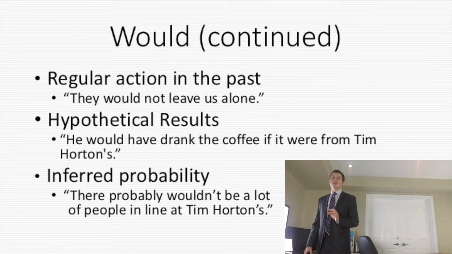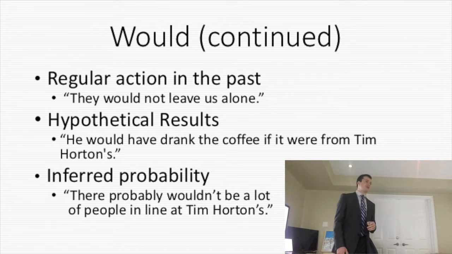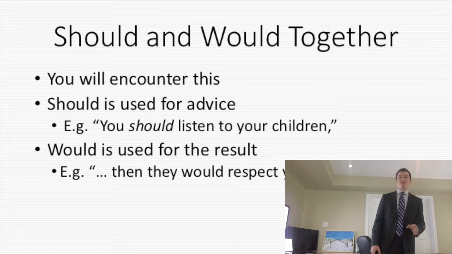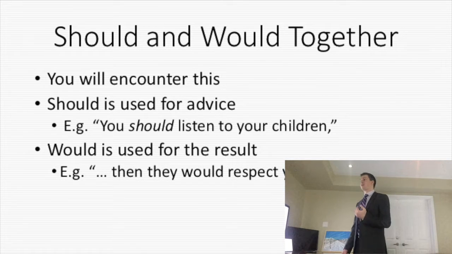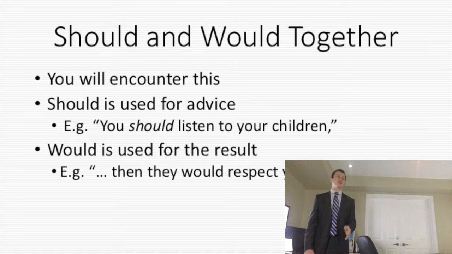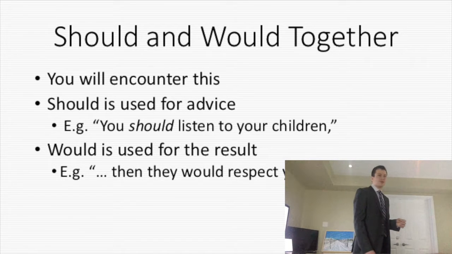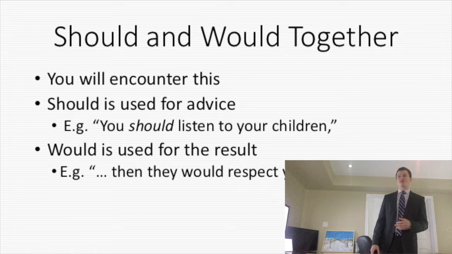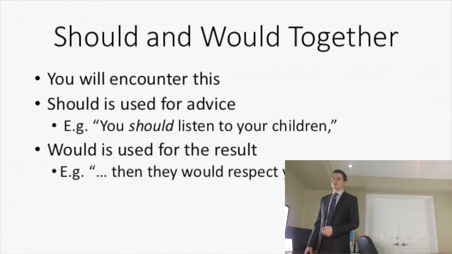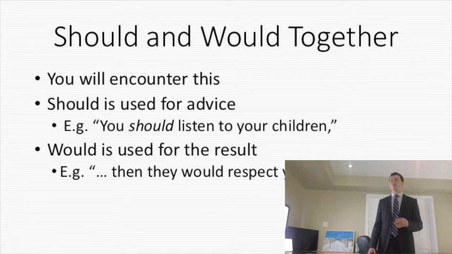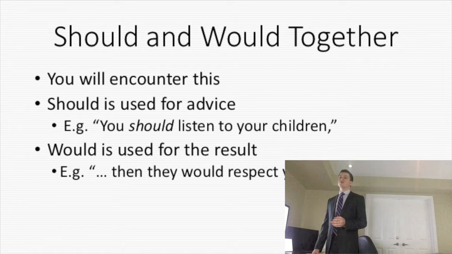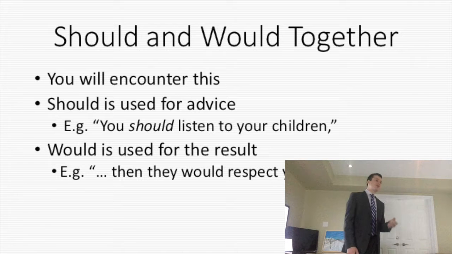As you can see, there's a lot of meanings for would. And it's interesting that you can use should and would together in a lot of ways. Mostly in ways of saying that should is stating advice, and then would is the result of following that advice. That's the most common way that should and would can be used together. So you will almost definitely encounter this if you travel to an English-speaking country. So this is going to be the focus of our task at the start of next class. Let's look at how should can be used for advice, and then would can be used for the result. So you could say, you should listen to your children, then they would respect you more. So that's using the two together.